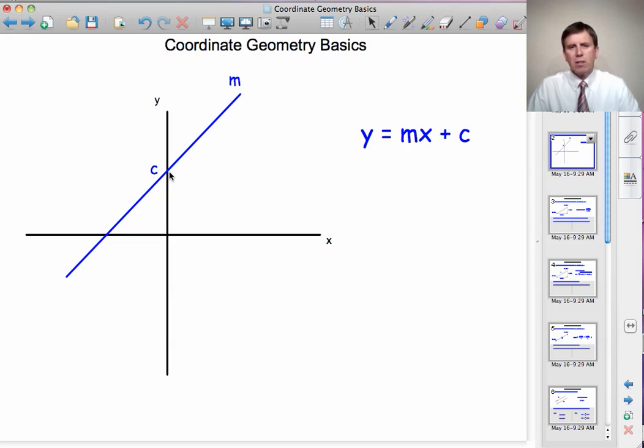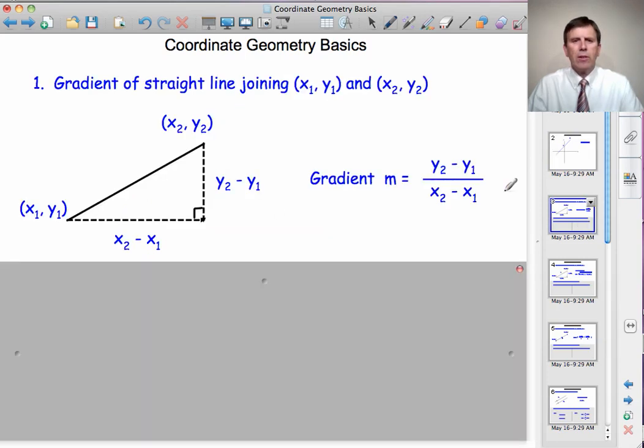So having looked at a few lines, let's now look at properties of lines and techniques for finding equations of lines. First of all, what about the gradient of a line between two given points x1, y1 and x2, y2? I have a diagram here on which I've marked 2 points, x1, y1 and x2, y2, and I've joined them with a line. And I now want to find the gradient of that line.